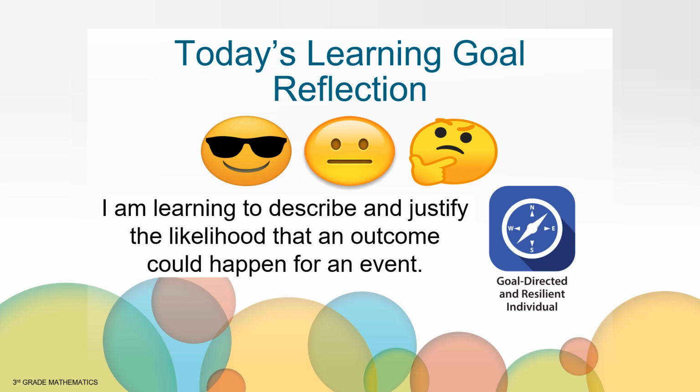Today we started learning about words that we can use to describe the likelihood that an outcome could happen for an event, while practicing being goal-directed and resilient as you stayed on task during this lesson. Which emoji represents where you are in this learning?